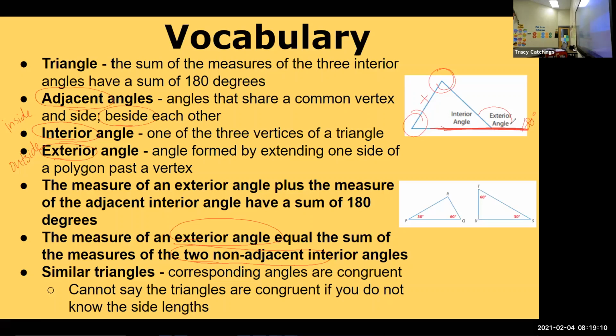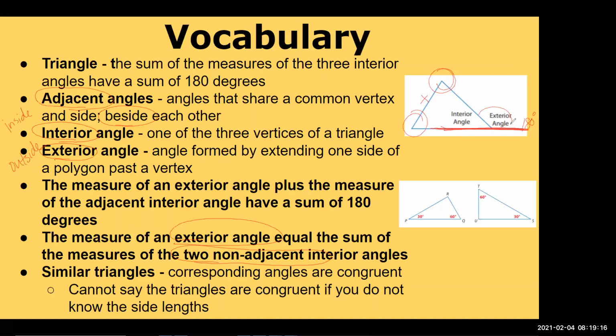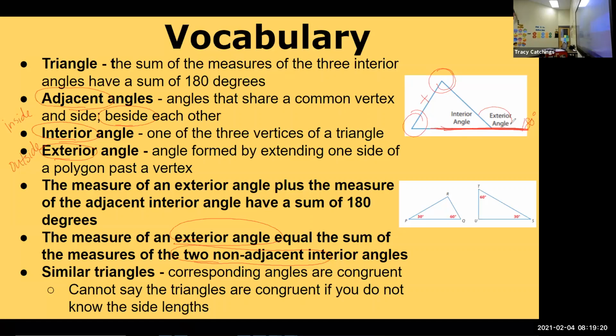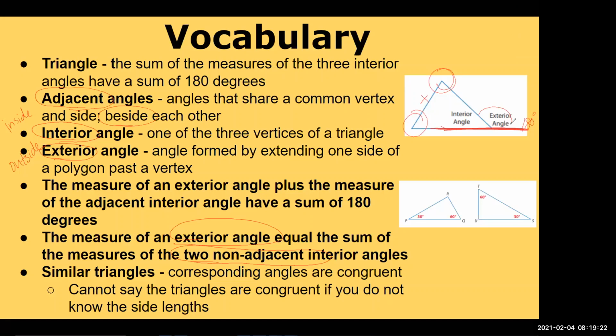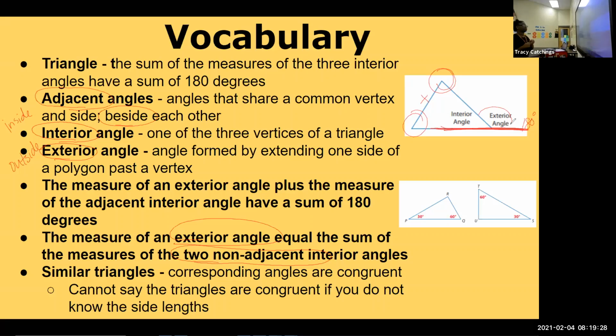All right, last but not least, at the bottom, someone give us similar triangles. Corresponding angles are congruent. Keep going. Can I say the triangles are congruent if you do not know the side length? Good job. Similar triangles have corresponding angles that are congruent, but we cannot say they are congruent triangles if we do not know side lengths. So definitely make sure we pay attention to that.